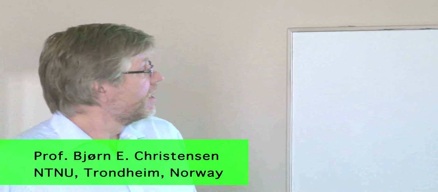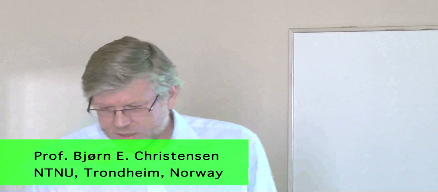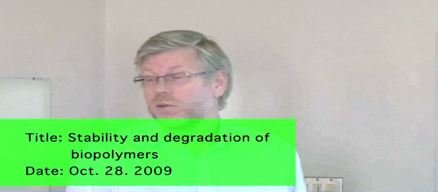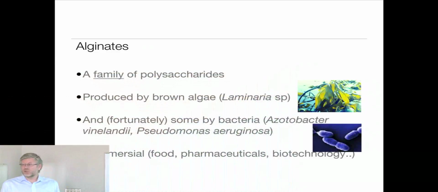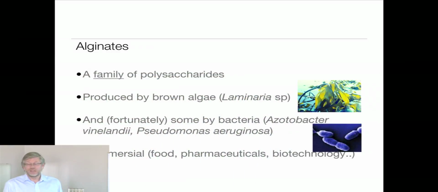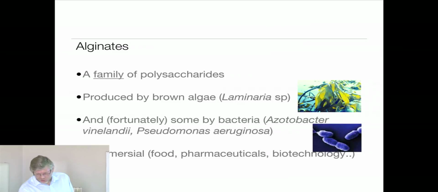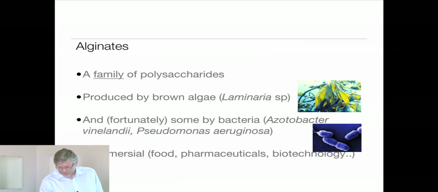So we talked about alginates only. And the main point about alginates is that it is a family of polysaccharides. It's not just one polysaccharide, it's a big family. And alginates are produced by brown algae for commercial production, but also, and fortunately I would say, some bacteria such as Azotobacter vinlandii and Pseudomonas aeruginosa also produce some special alginates.